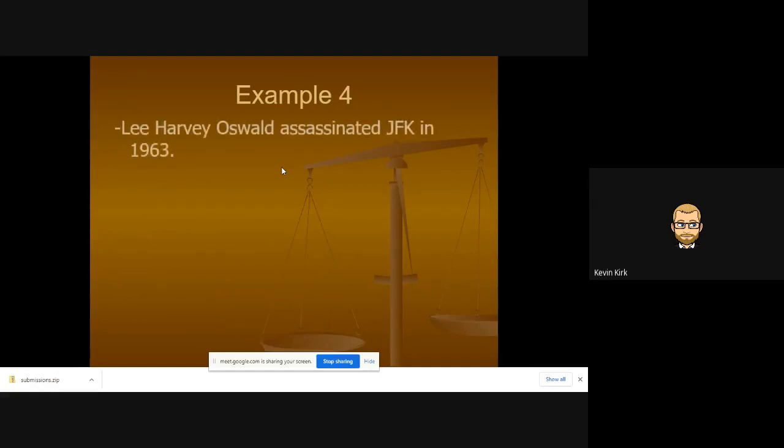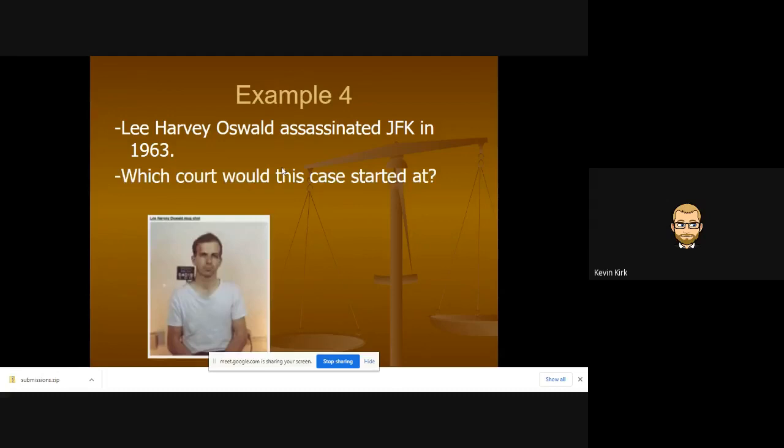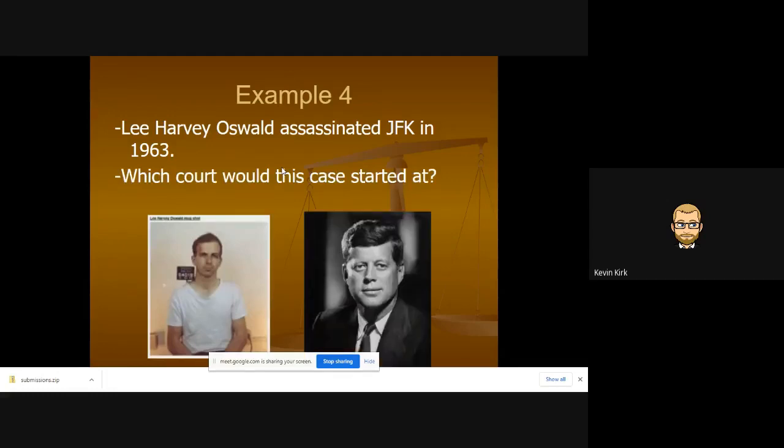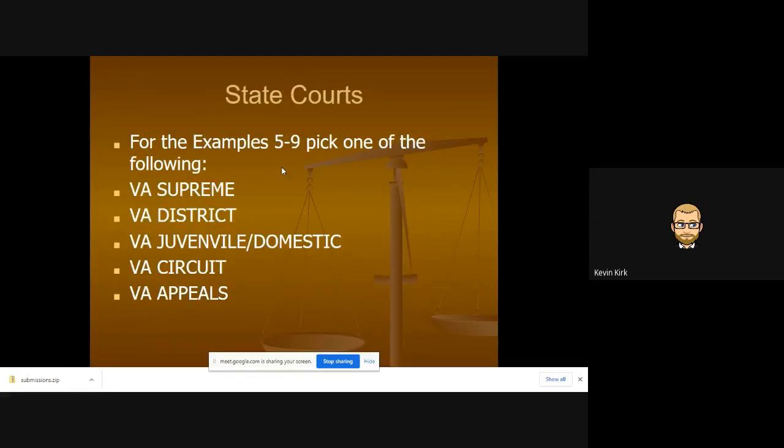Example 4. A man named Lee Harvey Oswald assassinated the president, John F. Kennedy, in 1963. This is a federal murder charge, and that would go to U.S. District Court. That's a picture of Lee Harvey Oswald and John F. Kennedy. We talked about that in class the other day. That concludes federal court examples.